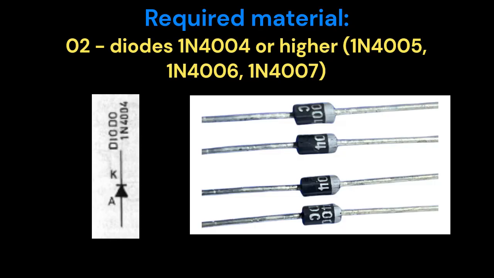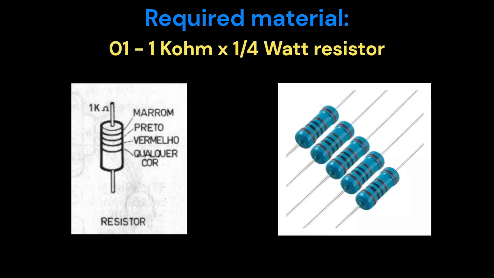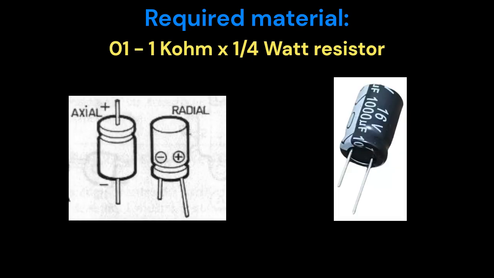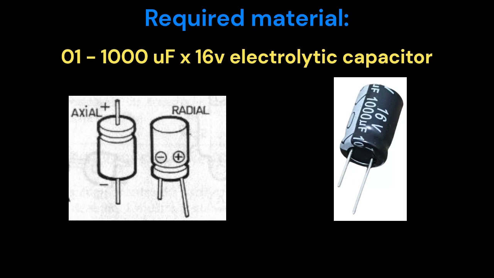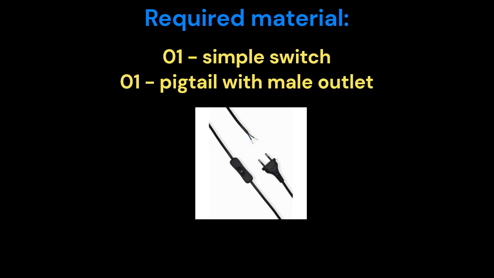2 diodes 1N4004 or higher. 1 white LED. 1 kiloohm by a quarter watt resistor. 1000 microfarads by 16 V electrolytic capacitor. 1 transformer from 110 220 volts to 6 volts by 250 milliamperes. One simple switch. One pigtail with male outlet.